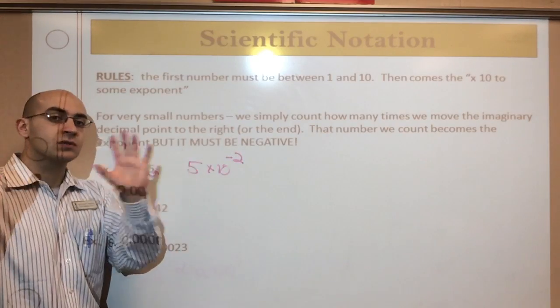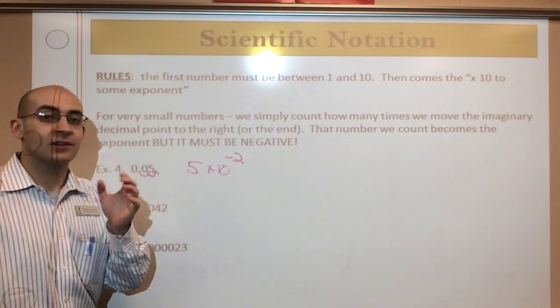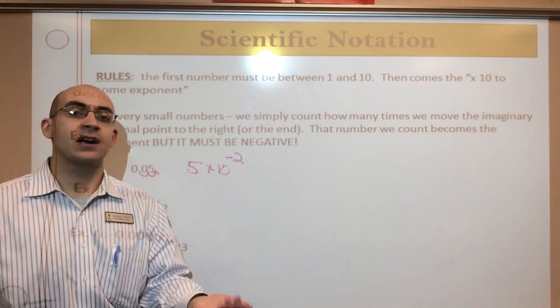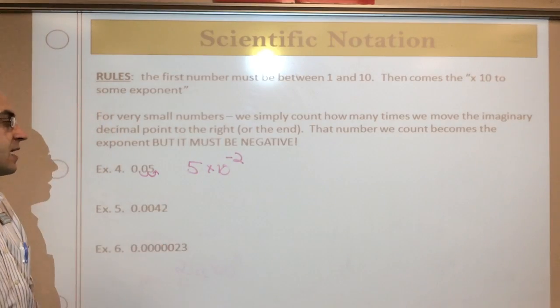This is the cardinal rule. When you have a negative exponent, it never, ever means a negative number. It just means it's a decimal. It just means it's really small. Okay, so we have to understand that rule.